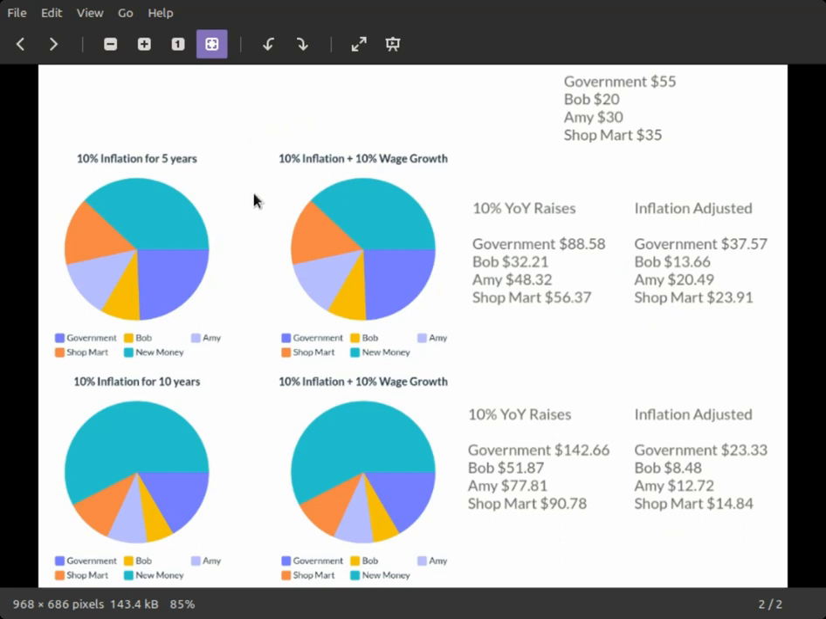So what happens now if we increase the wages? We're going to increase the wages 10% per year to go along with this 10% inflation. So now Bob's making 32 bucks on a 5-year, and after 5 years of inflation, he's making 51 bucks after 10 years of this inflation, with wages keeping up percentage-wise with the inflation.